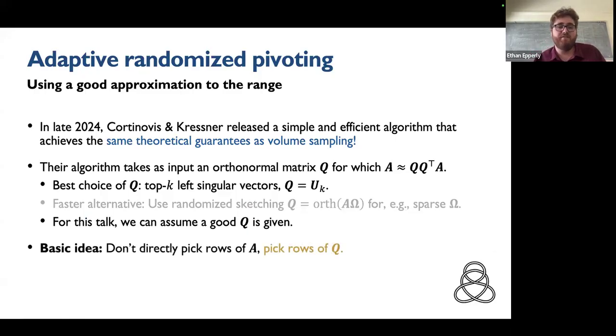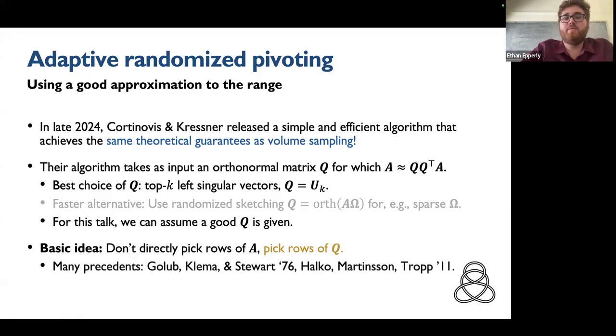The basic idea of adaptive randomized pivoting is: don't just directly pick the rows of A, pick the rows of this auxiliary matrix Q. This is an idea that actually has a long pedigree. It goes all the way back to Golub, Klema, and Stewart in 1976. This also appears in this influential paper of Halko, Martinsson, and Tropp.